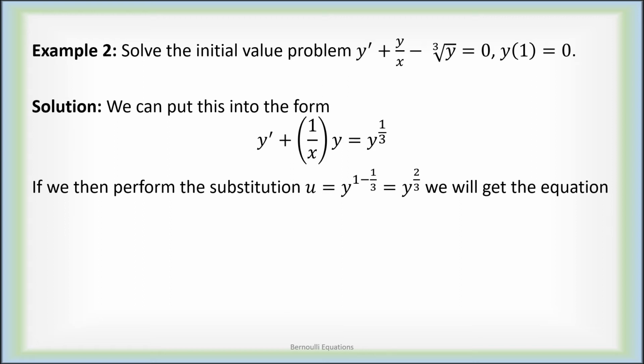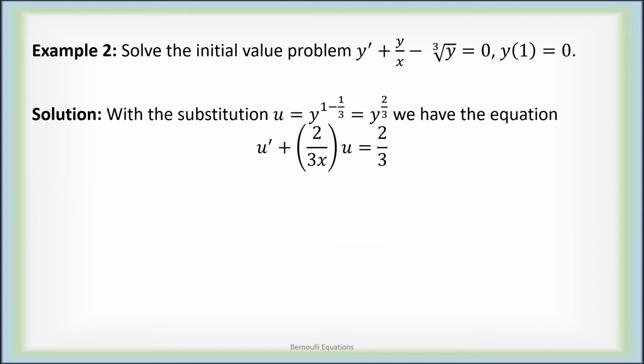We then check our formula, and we get the following equation. u prime plus 1 minus alpha, and again 1 minus alpha is 2/3, times this function 1 over x times u equals 1 minus alpha times g of x. 1 minus alpha was 2/3, and g of x, the function of x on this side, is just 1. So that formula spits out u prime plus 2 over 3x u equals 2/3. So there's our new equation in u. It's a linear first-order inhomogeneous equation.